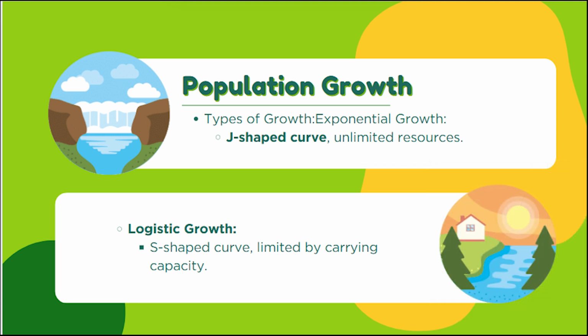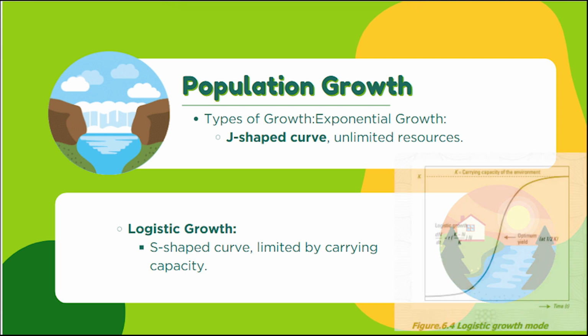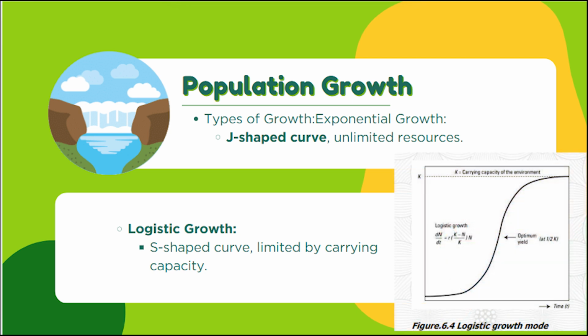The other one is logistic growth. This is more realistic, and as resources become limited, growth slows and the curve levels off, becoming S-shaped.